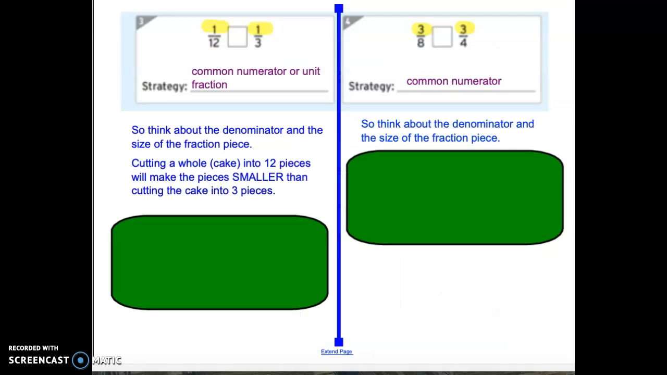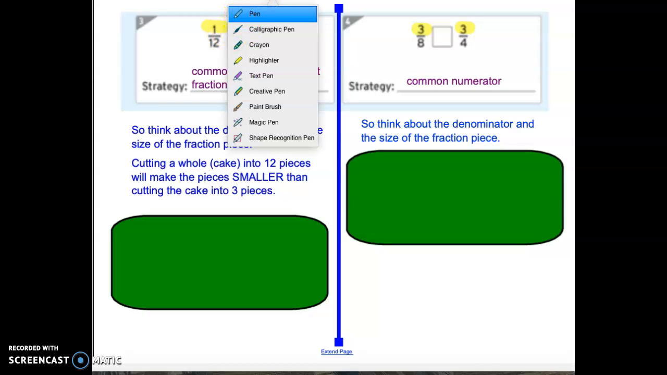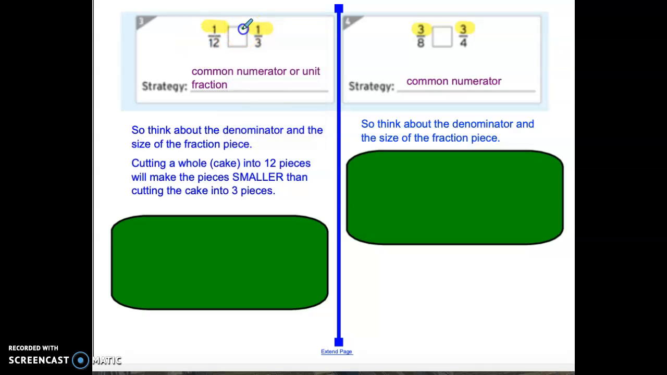So 1/12 and 1/3 have common numerators, or they're unit fractions because their numerators are 1. When you have that, you want to compare the denominators. If you had a cake cut into 12 pieces and another cake cut into 3 pieces, where would the larger piece be? Well, 1/3 would be larger, so 1/12 is less than 1/3. Remember, the bigger the denominator, the smaller the piece.